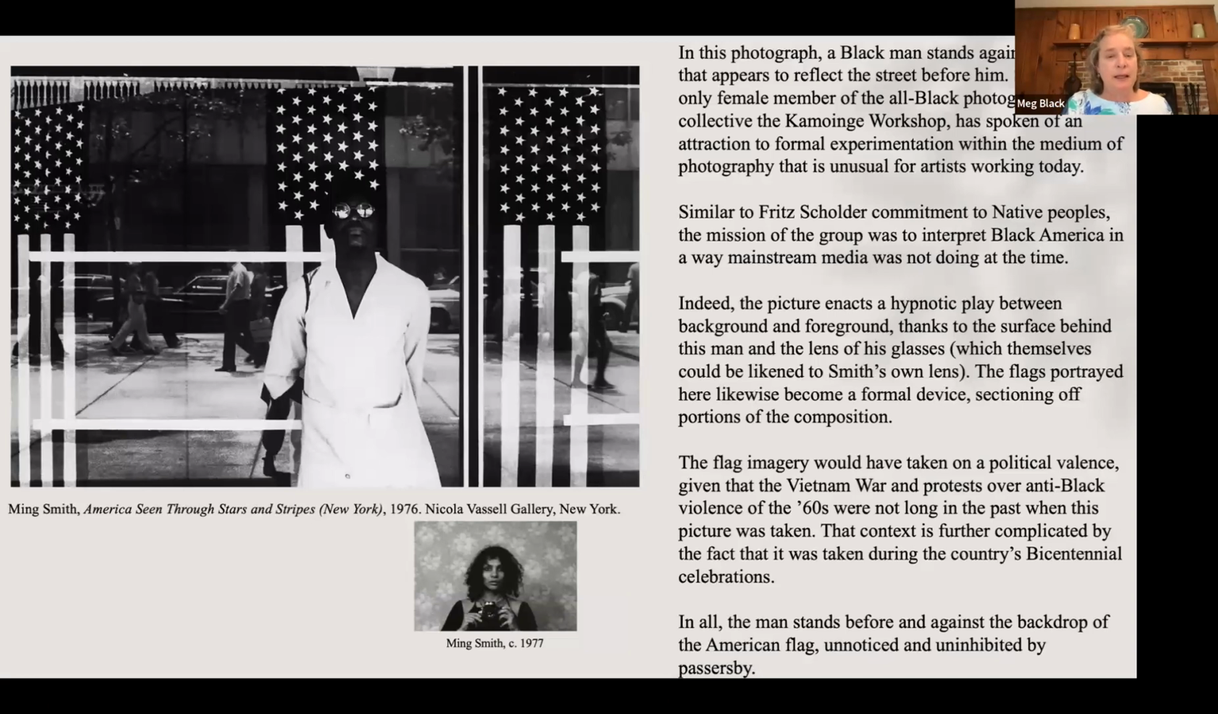Ming Smith is an African-American woman. She's the only woman who was a member of a group called the Kamoinge Workshop. And this is a workshop in New York City in the late 1960s. Kamoinge was a poem by Langston Hughes, so they adopt that name for their group. And again, very similar. They want to portray the African Americans amongst them through their own lens. They don't want to portray from the more dominant culture.